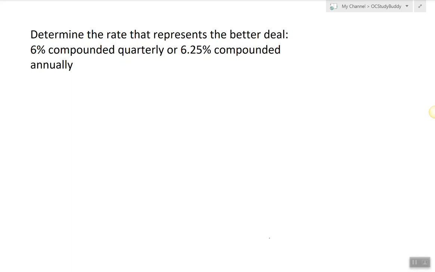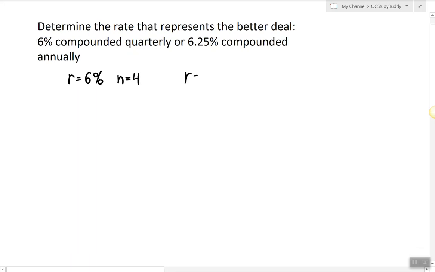In this video, we'll show how to compare two interest rates that are compounded at different time intervals. So in this case, we're comparing 6% compounded quarterly. So the annual interest rate is 6%. Compounded quarterly means it's compounded 4 times a year. And we're comparing it with an interest rate 6.25%.